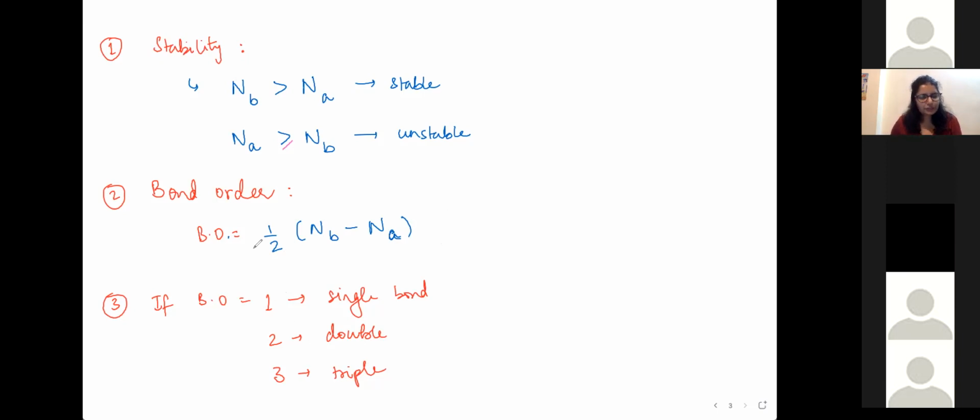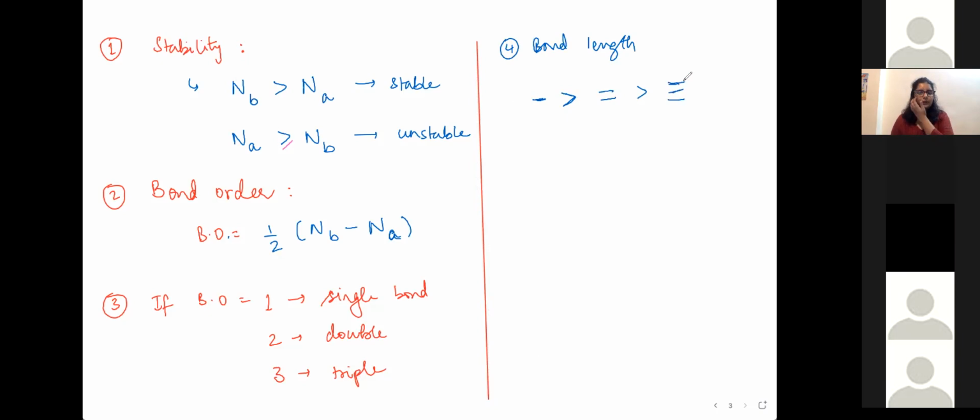And as an extension, based on the bond order, you can figure out what type of bond. If it is 1, it's a single bond. If bond order equals 2, it's a double bond. If bond order equals 3, it's a triple bond. And in molecular orbital theory also, the same rules apply. For bond length, single bond is greater than double bond, greater than triple bond. So if there is a single bond between two atoms, they will have the maximum bond length compared to a double bond, compared to a triple bond.